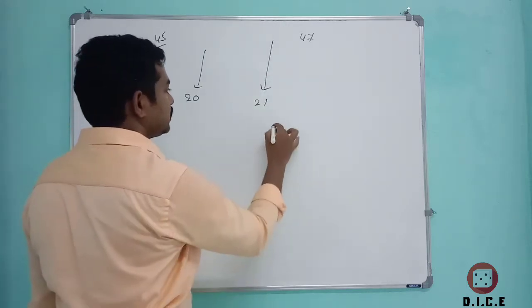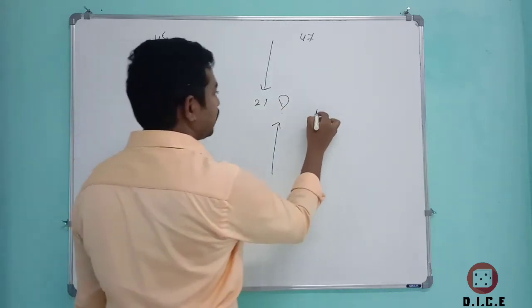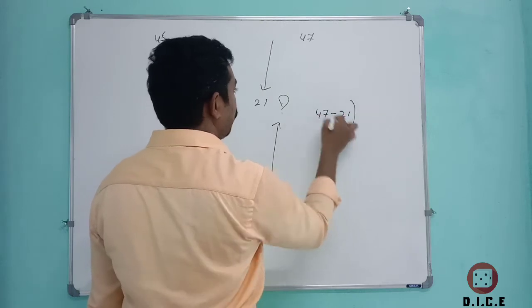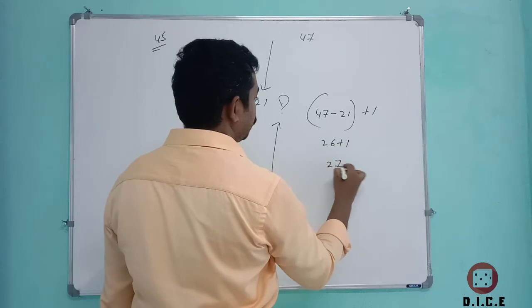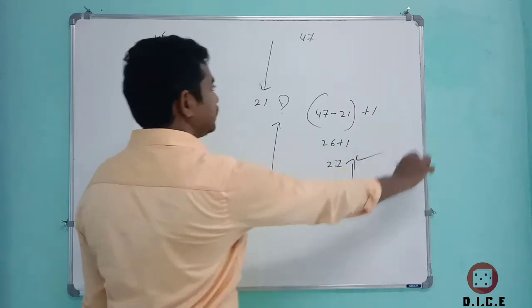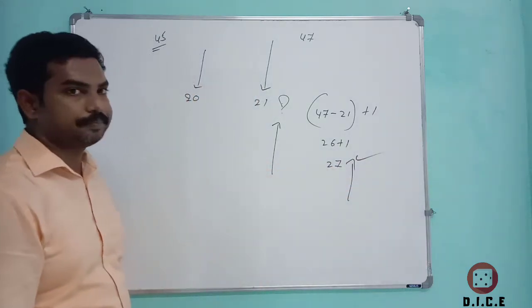Therefore, he is asking what is his rank from the bottom. Therefore, 47 minus 21 plus 1. That is 26 plus 1, which is nothing but 27 from the bottom. So the answer is 27, the right answer.